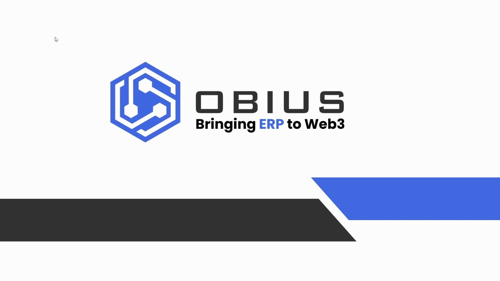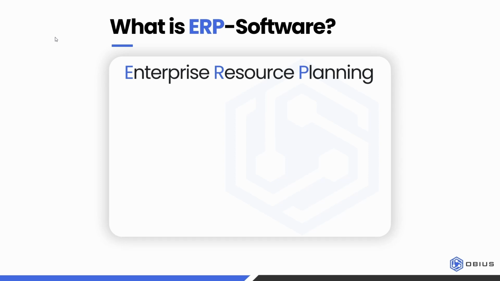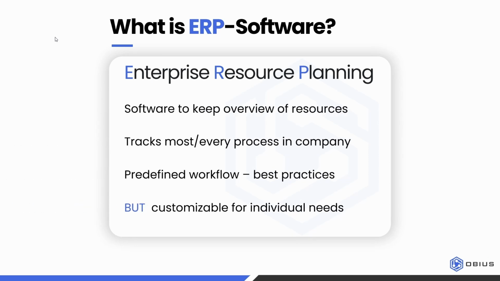Today we are demystifying what ERP stands for and what Obius is trying to solve. What is ERP software? ERP stands for Enterprise Resource Planning and is a software that keeps overview of all resources a company has. It tracks most or every process that happens in the company, with predefined workflows, like best practice. But also, every work step has to be customizable for individual needs, because there are many niches and many markets that have very customized workflows.